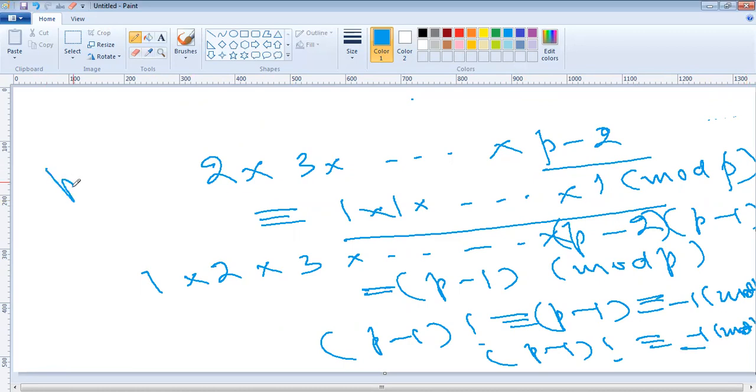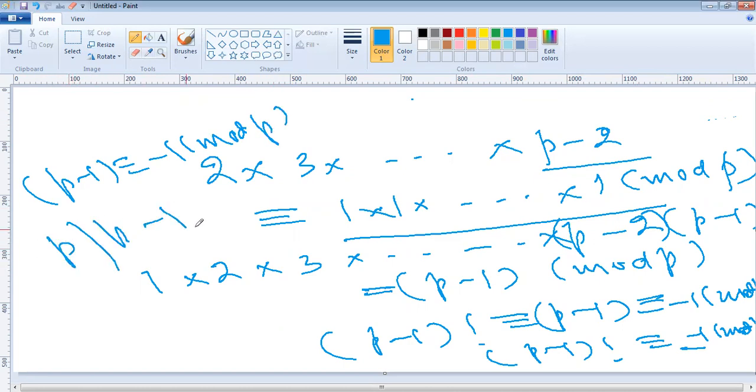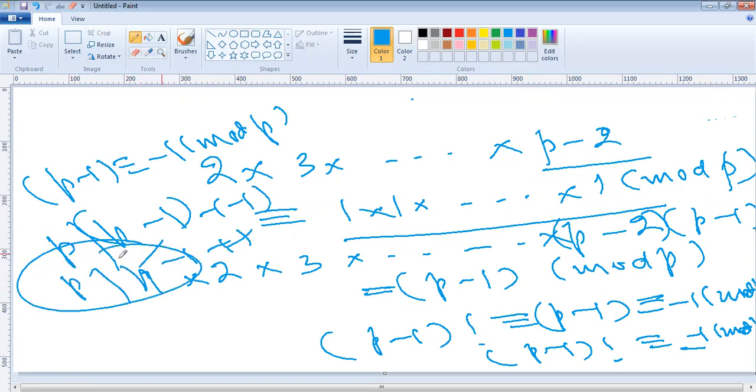Why is P minus 1 congruent to minus 1? You can see it clearly because P divides P minus 1 minus minus 1. So P divides P minus 1 plus 1. So P divides P, therefore P minus 1 is congruent to minus 1 modulo P.